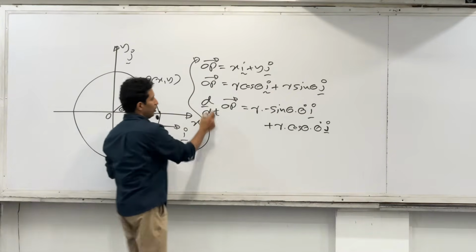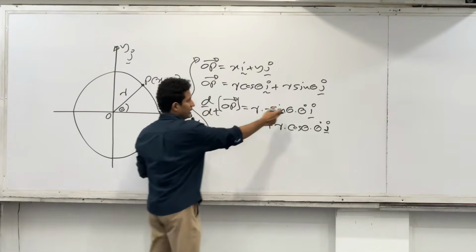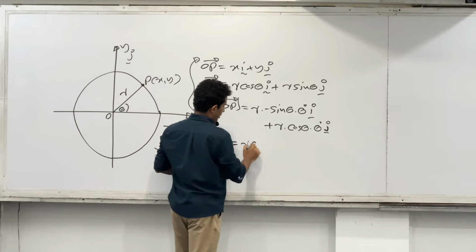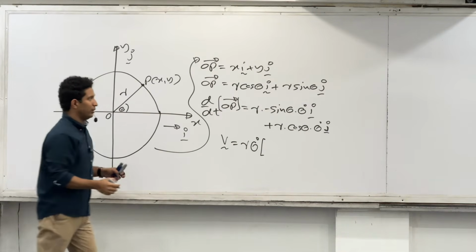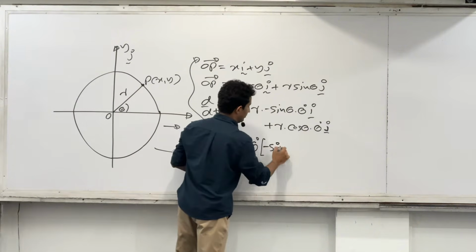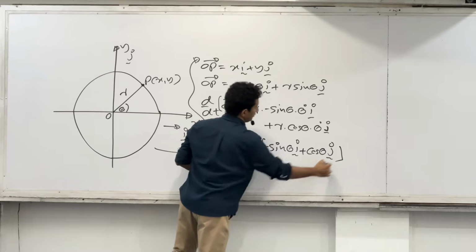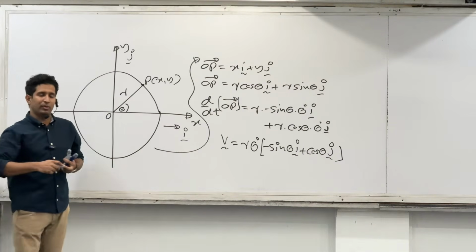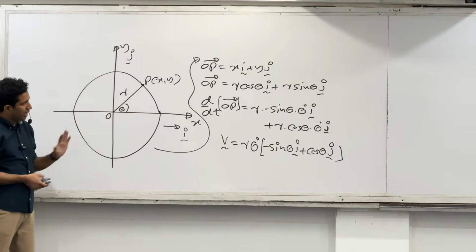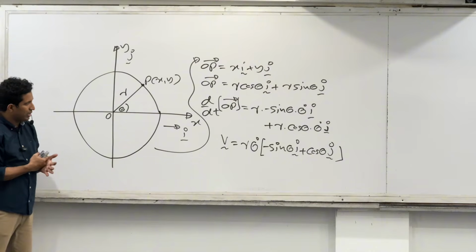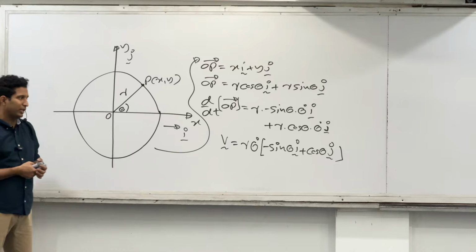Here you know that d over dt of OP means the velocity. Then taking theta dot out, v equals r theta dot times minus sin theta i plus cos theta j. So anyway, we have the velocity of the particle P: r theta dot times minus sin theta i plus cos theta j. What is this? Minus sin theta i plus cos theta j. See here.